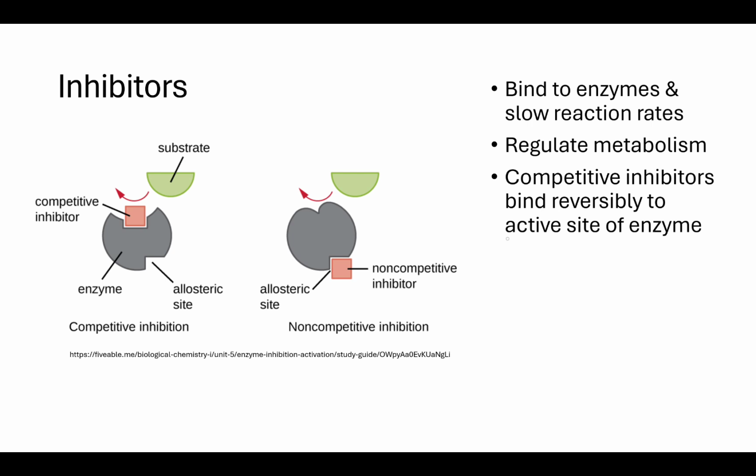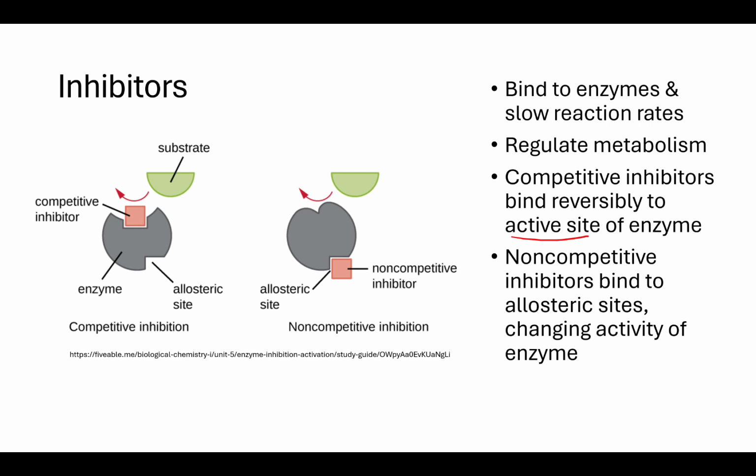Competitive inhibitors bind to the active site of the enzyme. So they physically block the substrate from binding to the active site. Non-competitive inhibitors bind to a different site, and we call those different sites that are not the active site an allosteric site. And a lot of times what will happen is when a non-competitive inhibitor binds, it changes the shape of the active site so it no longer fits with the substrate, and then the enzyme can no longer be active.